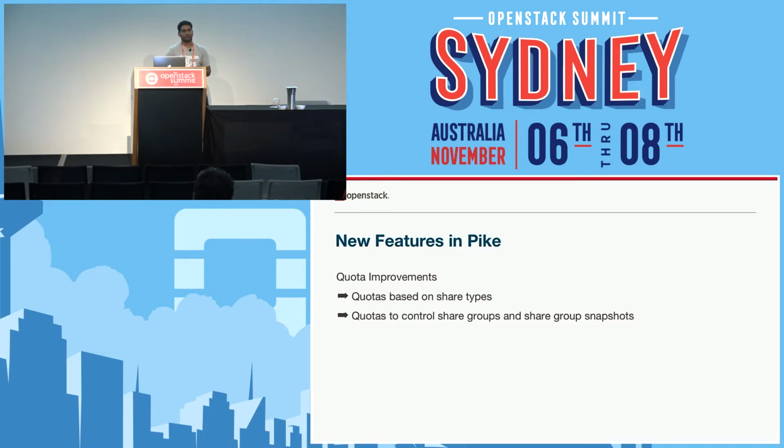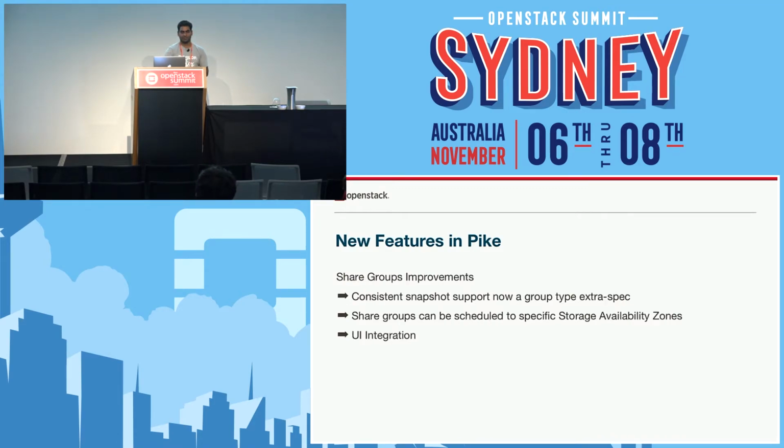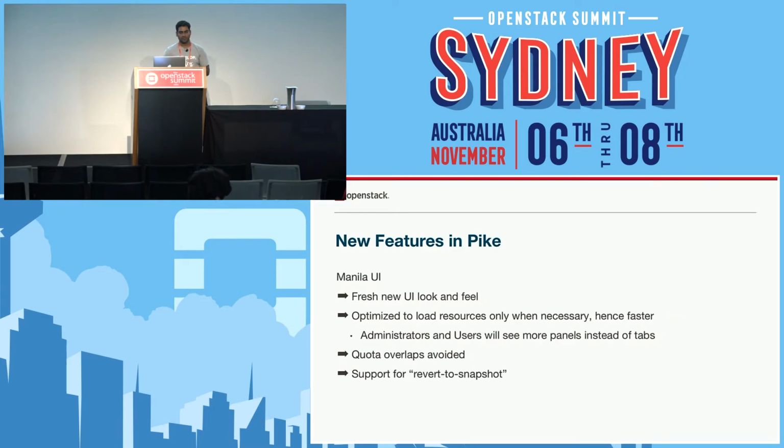There's also access and quota control for share groups and share group snapshots as part of the share group improvements that we committed in this release. We've effectively established parity with the older consistency group API. So now you can create share groups, and you can ask for consistent snapshots if that capability is there in your cloud, to be a consistent snapshot across your group of shares. That's now a possibility in Pike. And you can also schedule share groups into specific storage availability zones if that's the way you've set up your cloud. And there's UI integration that's added for share groups in this cycle.